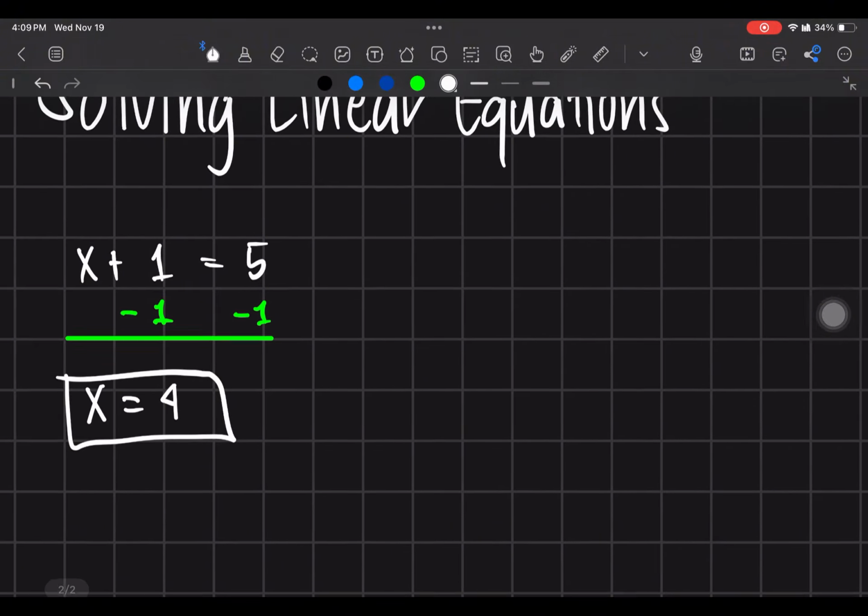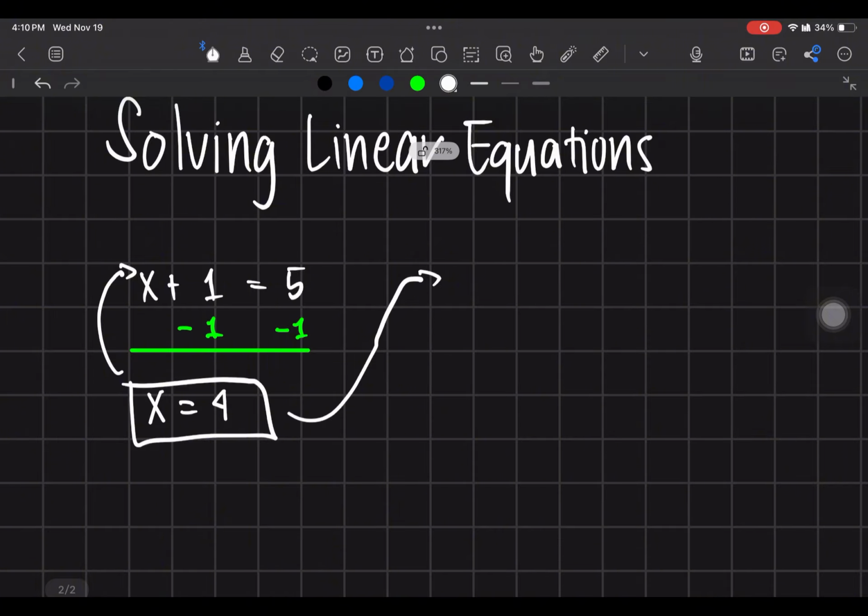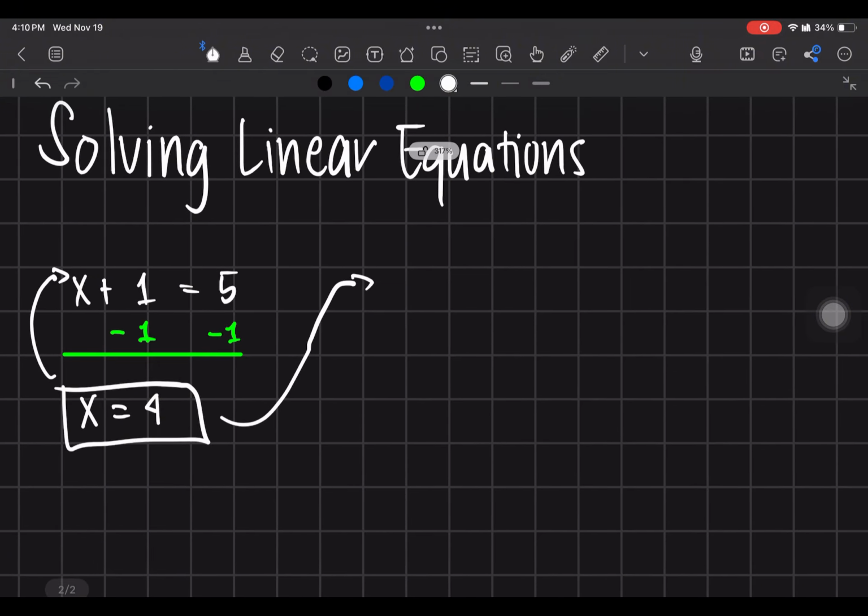And to check if our solving is correct, we can plug our value of x back into the original equation. So if we have x equals 4, we simply substitute. So we'll have 4 plus 1 equals 5. 4 plus 1 is 5, so we'll have 5 equals 5. Since 5 is indeed equal to 5, then we can say that our solving is correct.